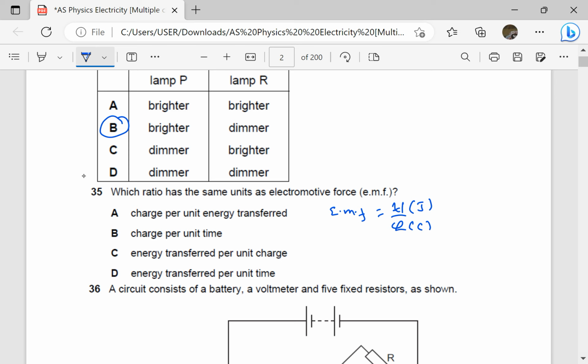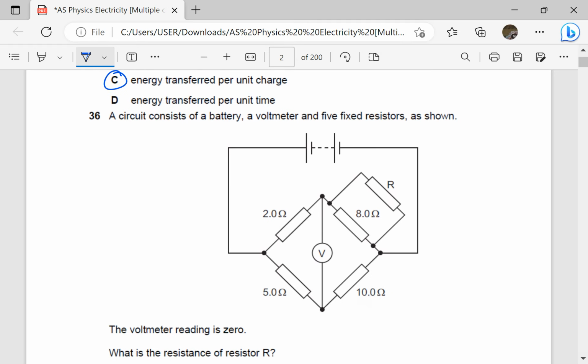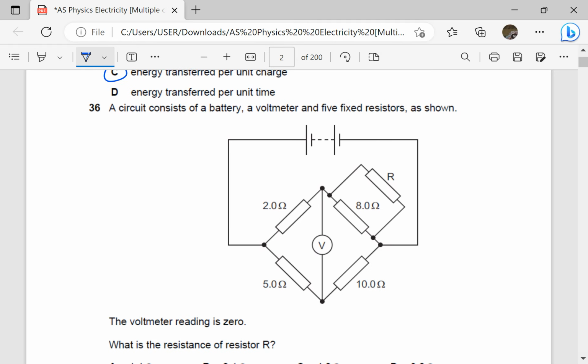Number one, charge per unit energy transfer, that is coulombs per joule, that is not true. Charge per unit time, that is coulombs per second, that is not true. Energy transferred per unit charge, energy is in joules, charge is in coulombs, so the answer is C. A circuit consists of a battery, a voltmeter, and 5 fixed resistors as shown in the figure there.